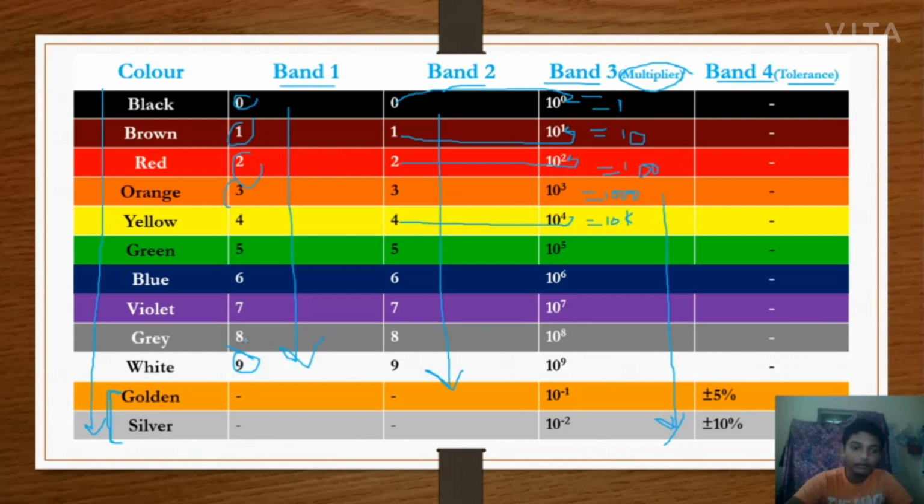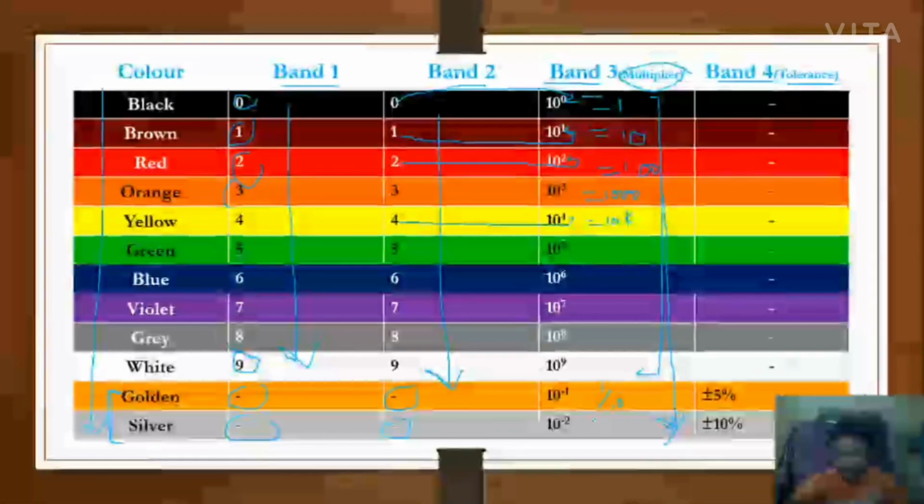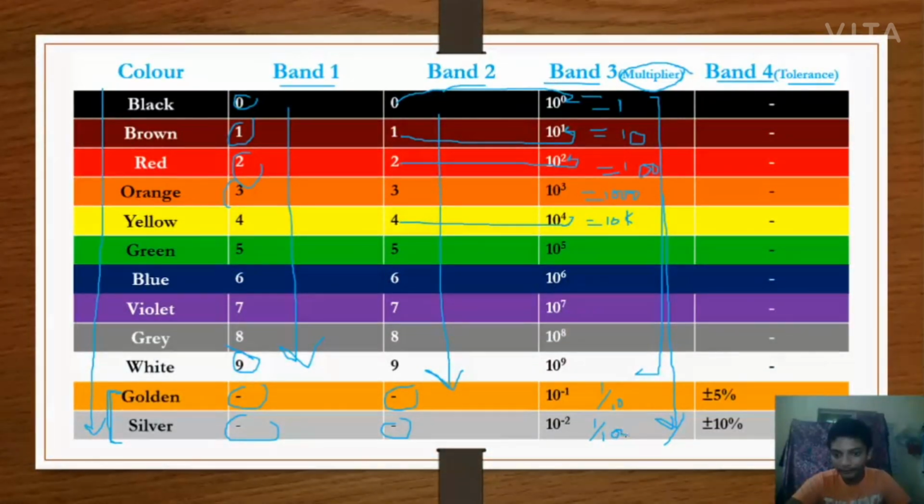Now let me come to gold and silver. For gold and silver, the band 1 and band 2 value is null. And the band 4 value up to white is null. Almost null. Sometimes for some colors it is there, but it is almost null. Band 3 value of gold is 10 to the power minus 1, that is 1 by 10, and for silver it is 1 by 100. And the tolerance is plus minus 5% for gold and plus minus 10% for silver.